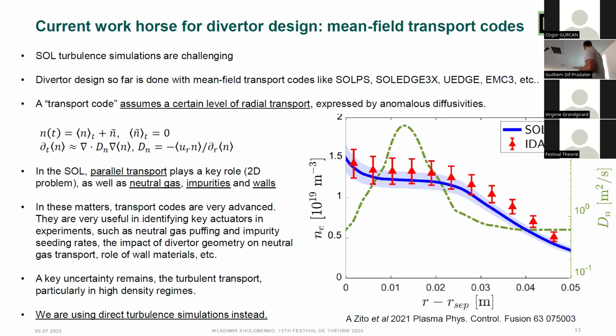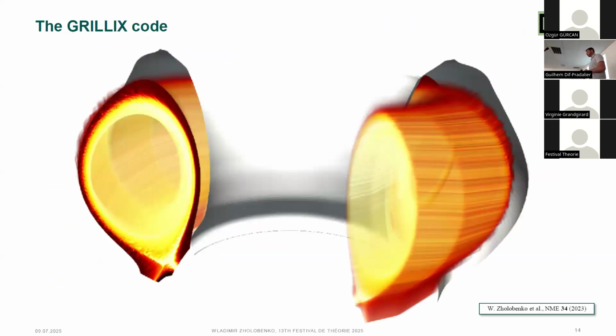But as you see in this figure, the transport is difficult to fix or predict. So to match the experimental profile here, these are the red triangles, the SOLPS simulation, the blue line, needed to prescribe the transport coefficients written here in green. And notice that the vertical scale is logarithmic. So the diffusivity needed to be varied by more than an order of magnitude, which makes it difficult for these codes to be predictive. Right, and with this, I would like to transition to turbulence simulations using the GRILLIX code.